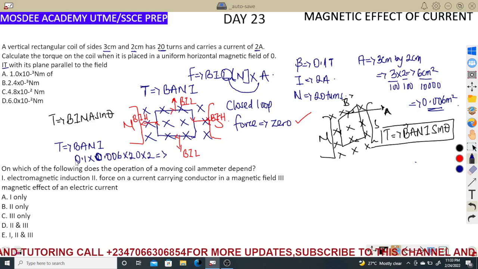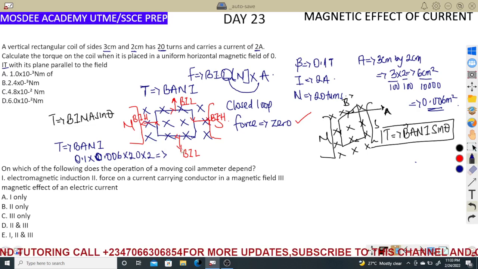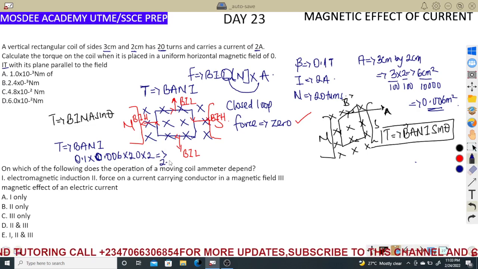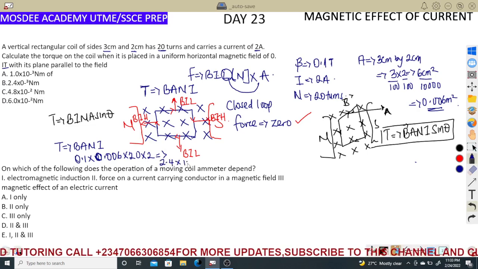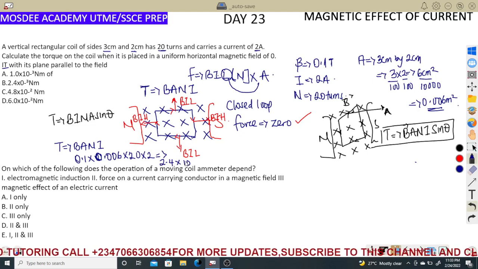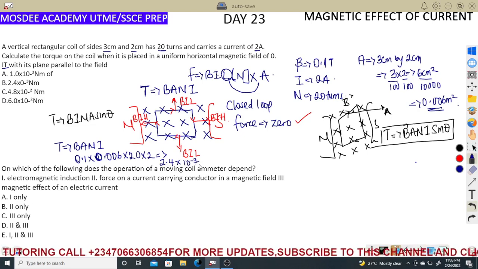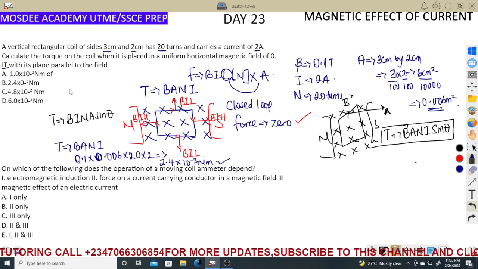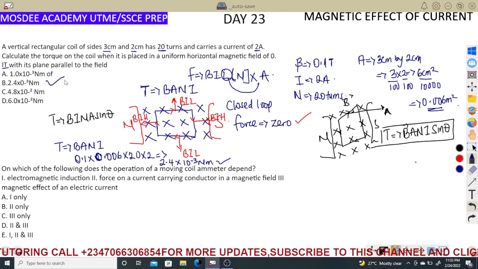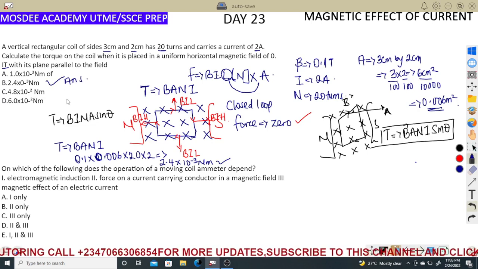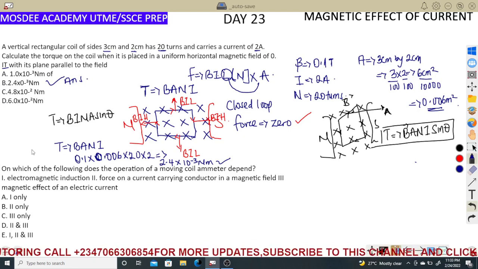And if you do that well, let me see. This should be like 2.4 times 10 raised to power minus 3. Torque is measured in Newton meter. So that is the answer, and that is option B. So this is the question answer. Keep that at the back of your mind. It's so simple when you know the concept.